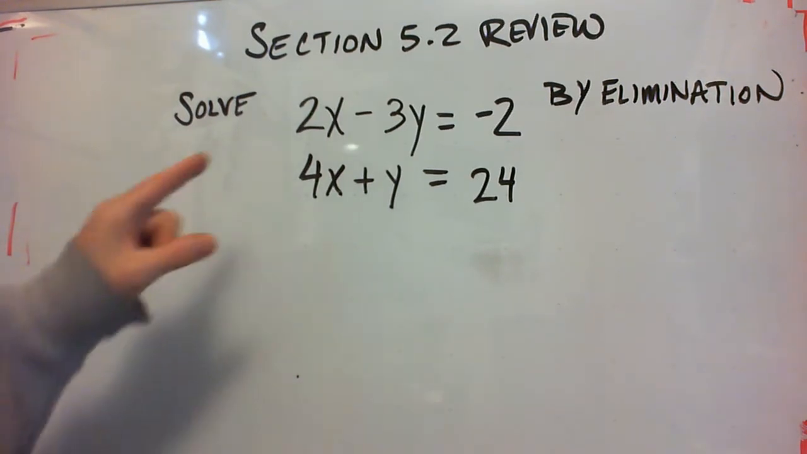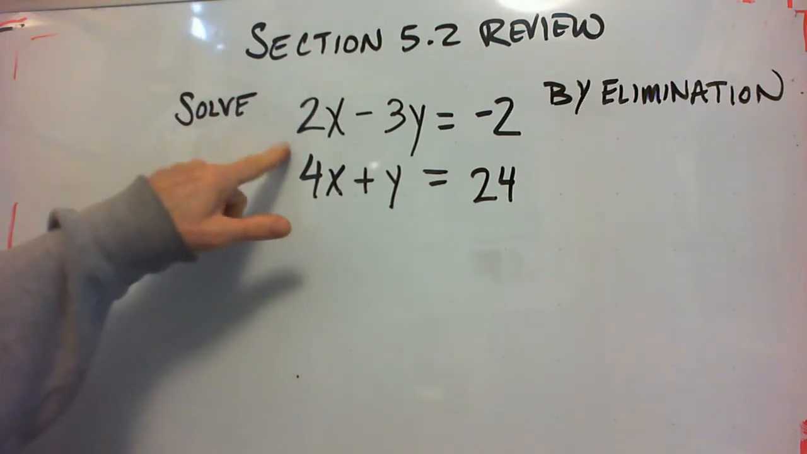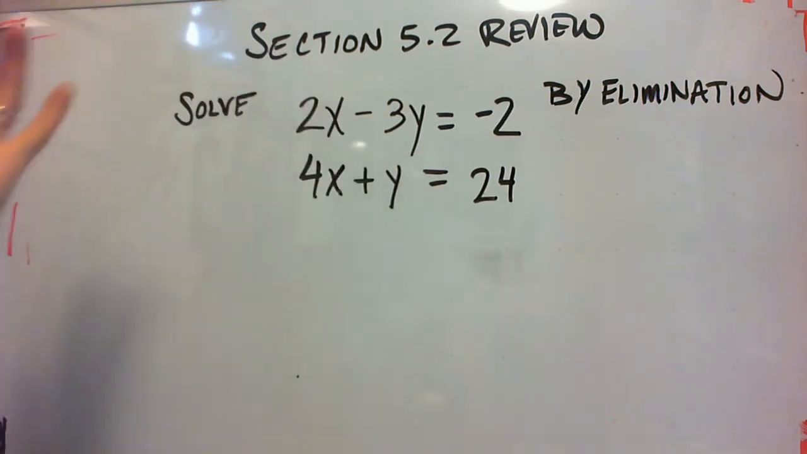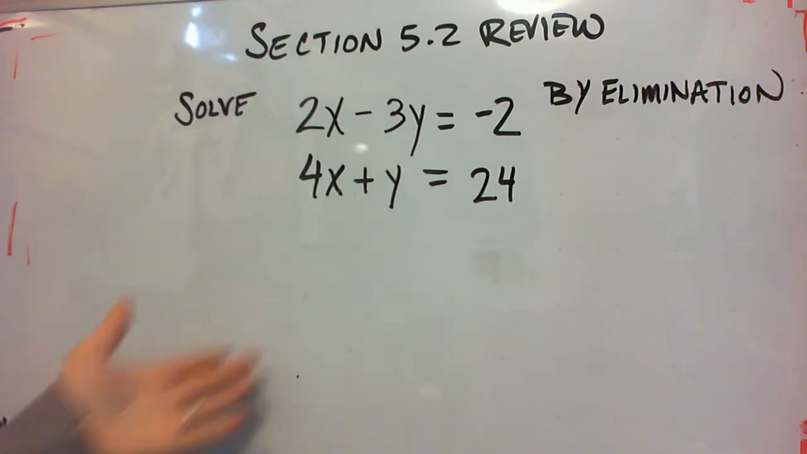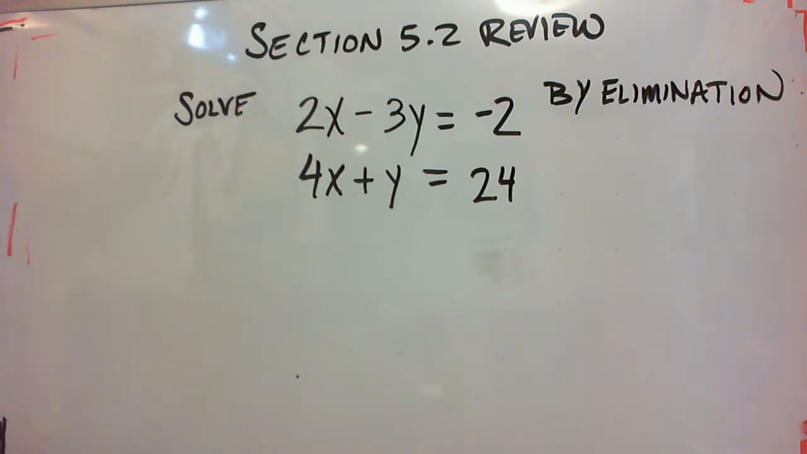Okay, for the next example, we're going to solve by elimination. But here we see if we add the equations as they are, we get 6x minus 2y equals 22. Well, that has both x and y in it. That doesn't do us any good. So we have to multiply or add multiples of equations to eliminate a variable.